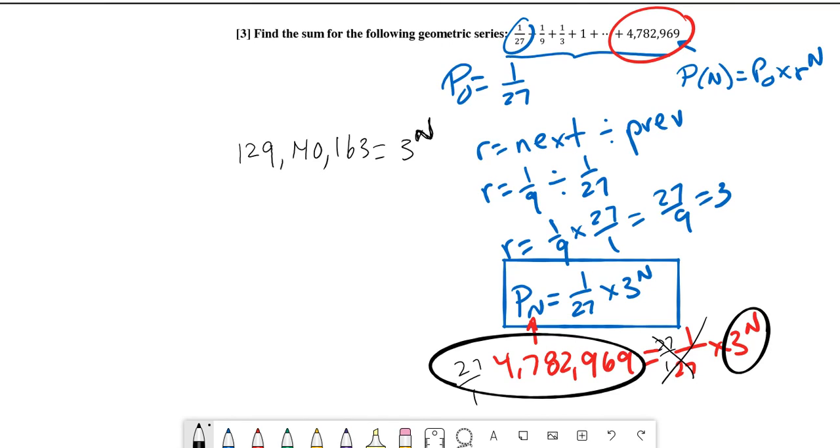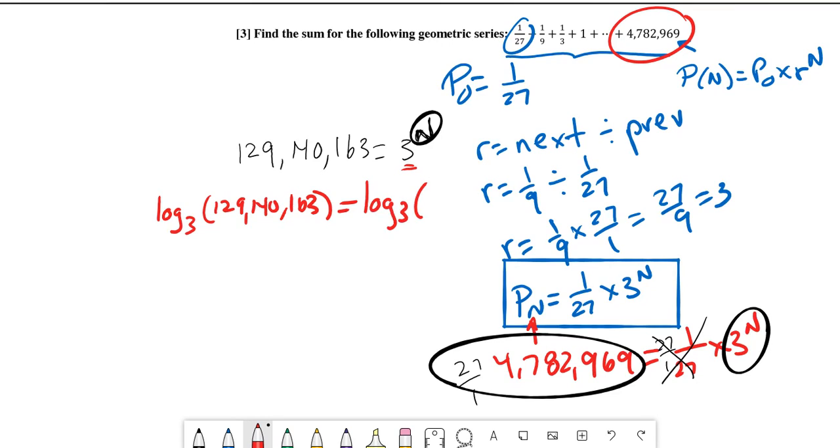And as we've shown in a previous video, to get the exponent n isolated, to get it out of the exponent, we need to use logarithms. So the log has to match the base in the exponential expression. So log base 3 of 129,140,163 is equal to log base 3 of 3 to the n. The logarithm is going to cancel with the exponential base and extract the variable. So the right-hand side is now n. And the left-hand side, we have to use the change of base formula to evaluate it.